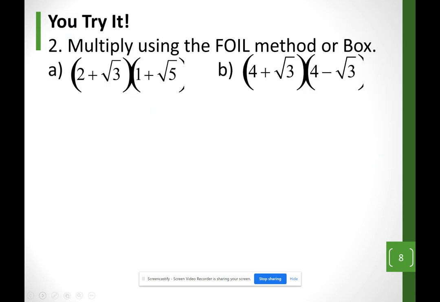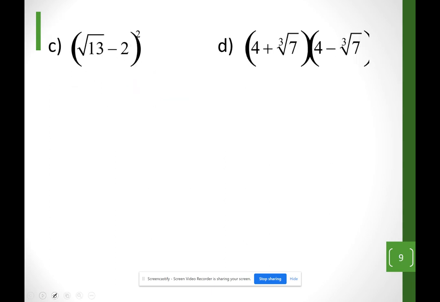Now, this is for you guys to try at home. The answers for these are included. So again, this is for you guys to try at home. Some more examples. Those are the answers.